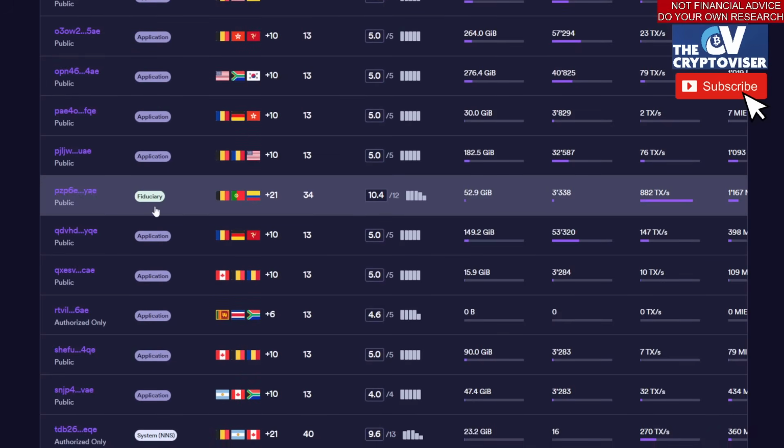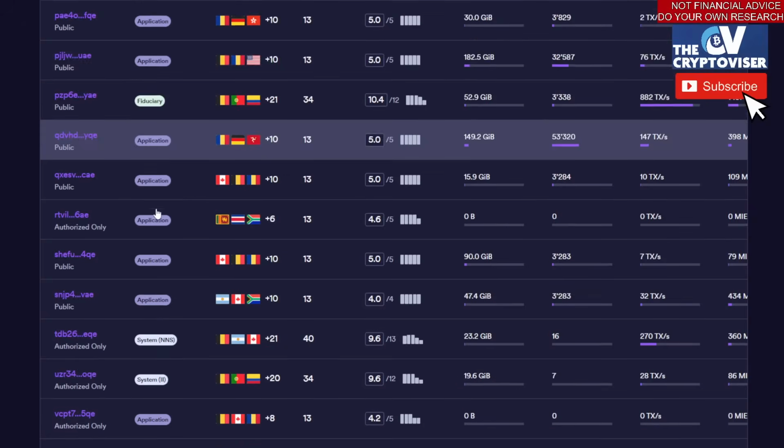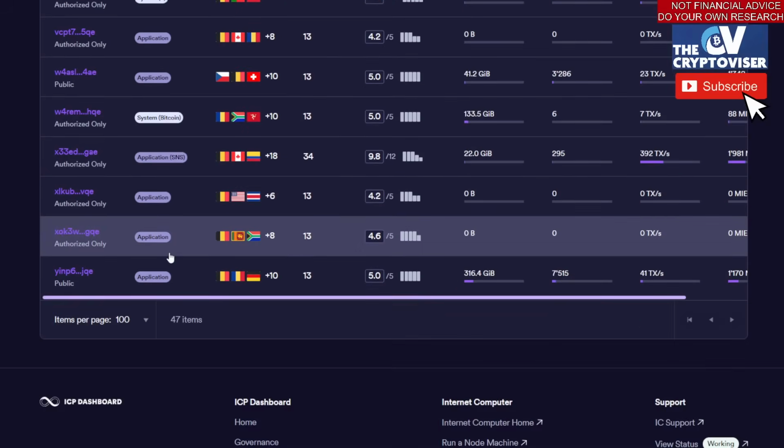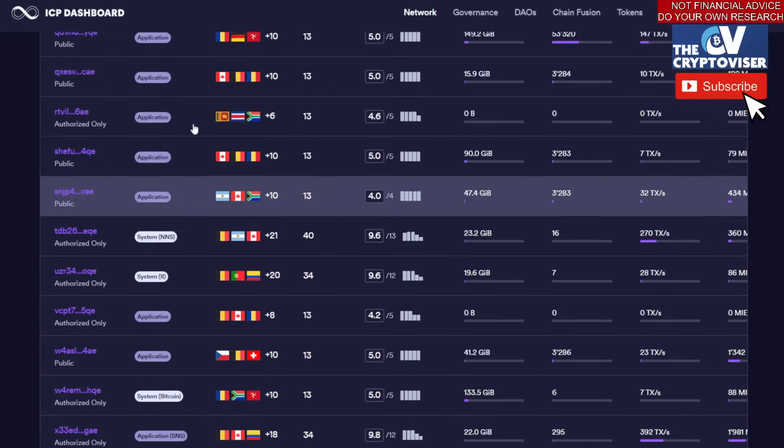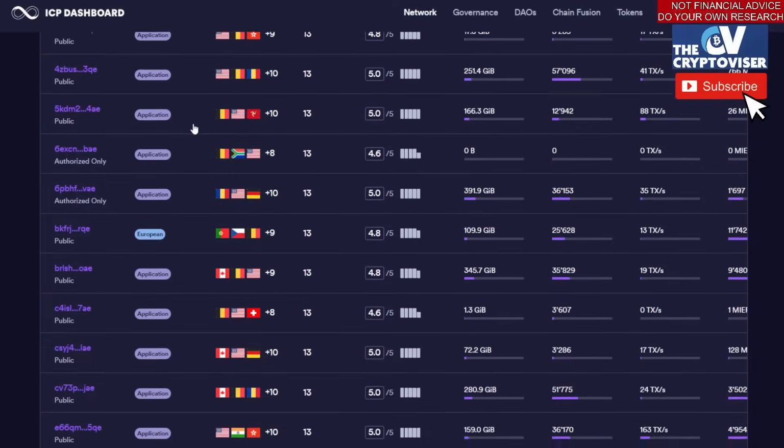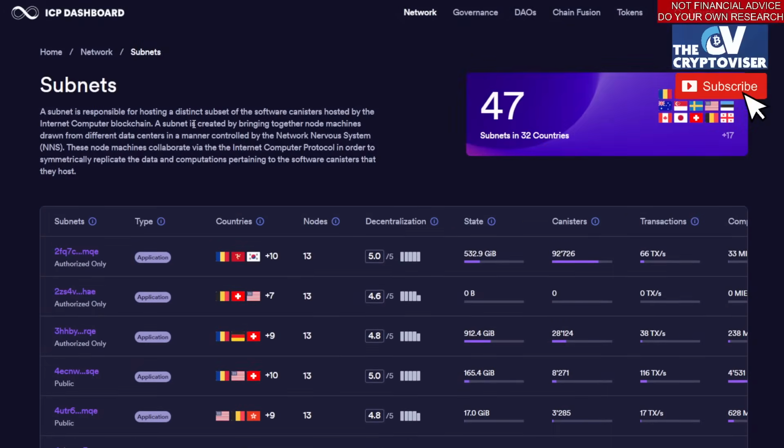They have a fiduciary subnet here. They had the European subnet that I just showed you. They have a Bitcoin subnet. This is specifically for Bitcoin interoperability. And so we're seeing the network reorganized in a way that's kind of letting us know what ICP is preparing for. Now, whether it's going to work out or not, that's a whole different story.